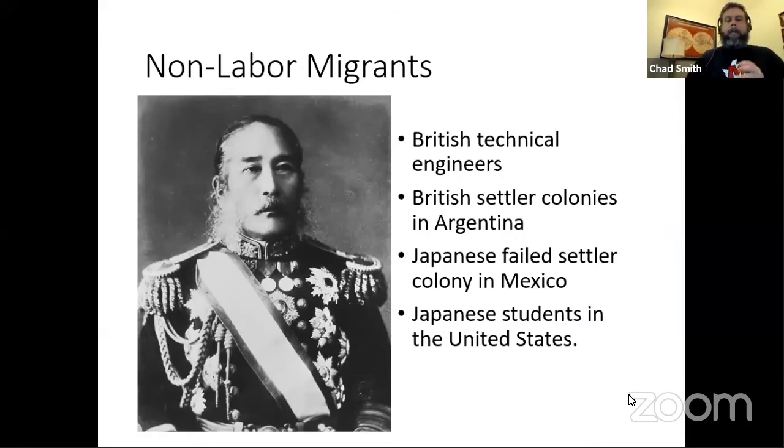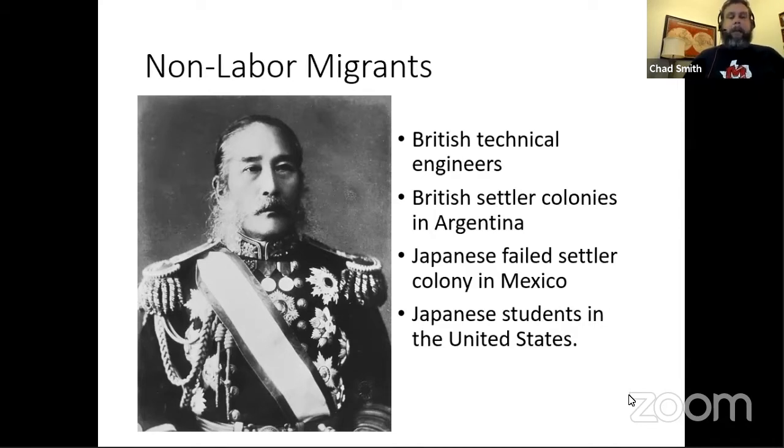But it's important to note that migration wasn't always about labor. There were other examples of non-labor migrants. For example, British technical engineers moved to different parts of the British Empire and settled in different parts of the British Empire in order to help develop infrastructure and other important engineering needs.